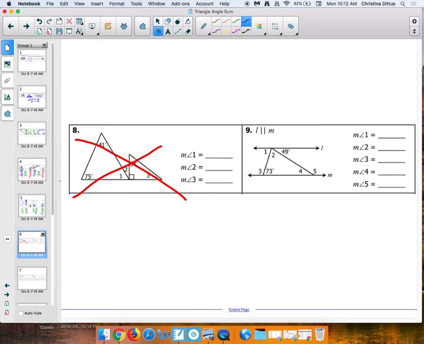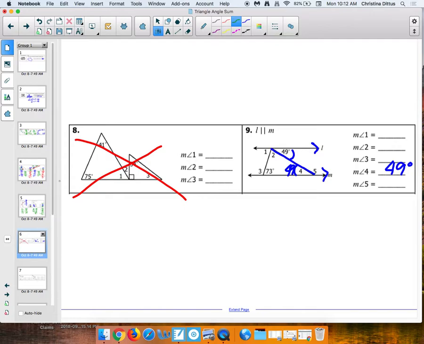Number 9. What does that little thing next to 9 say? L is parallel to M. I like parallel lines because we've got angles that are related to each other, right? If I look at this line and this angle, 49, is there another angle that's the same thing? Angle 4. Why 4? Alternate interior. Good. So 4 has to be 49 because they are alternate interior angles. Do you have anything else that follows that pattern?